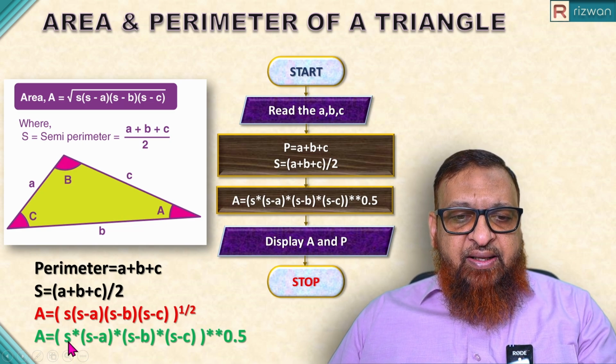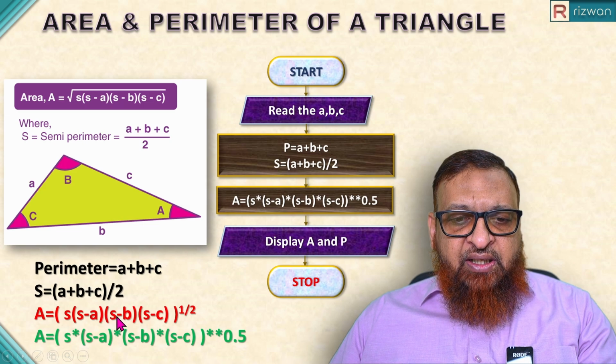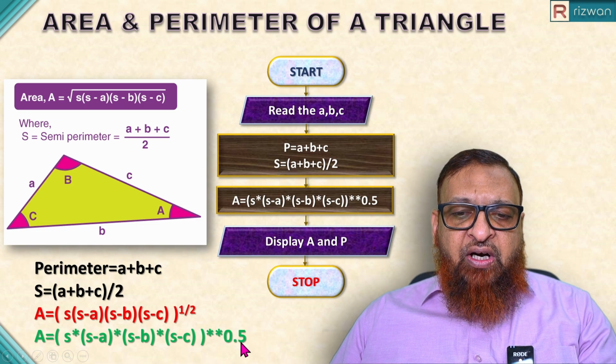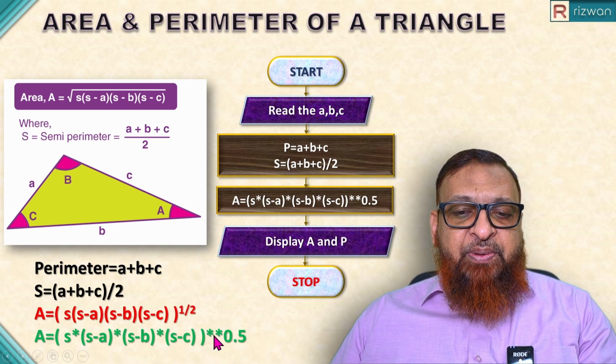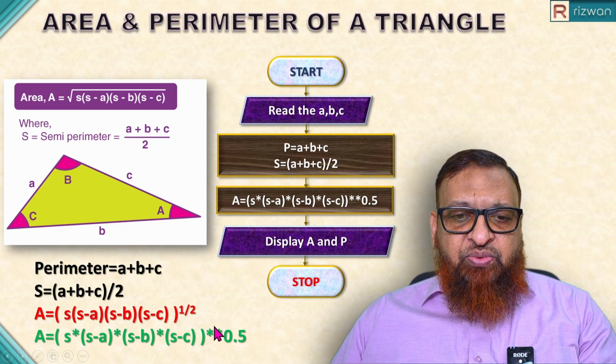You can see this one. The multiplication we can represent here in the form of a star, since Python doesn't allow a multiplication symbol in between. So, S into S minus A into S minus B into S minus C, the whole thing to the power of 0.5. If you remember, we did the arithmetic operators: the exponent is represented by a double star. So, to the power of 0.5, whatever we have written here, we can write in this way.